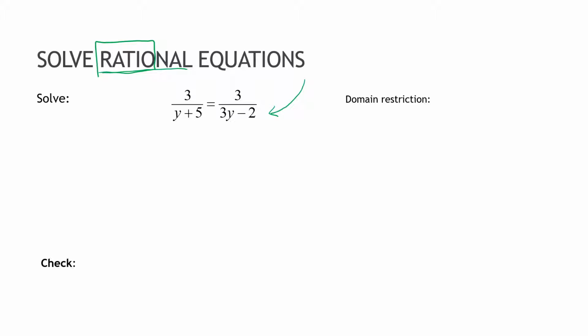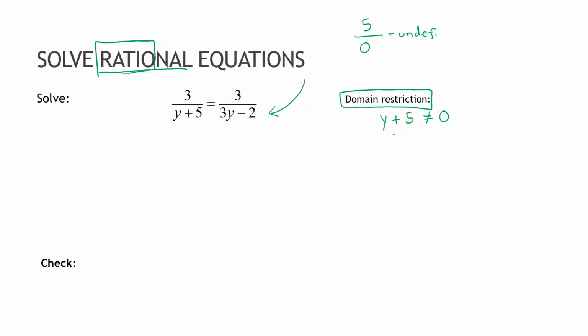Now there's different methods to solve, and before we solve, I want to talk to you about something that's really important, which is the restriction on the domain. When we have a rational equation, we don't want some number over 0 because that's undefined. So we want to look at the denominators and make sure that they don't equal 0. So I'm going to say y plus 5 can't equal 0.